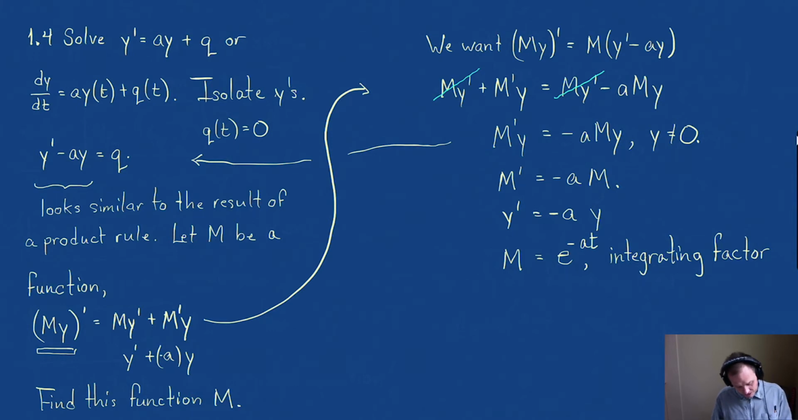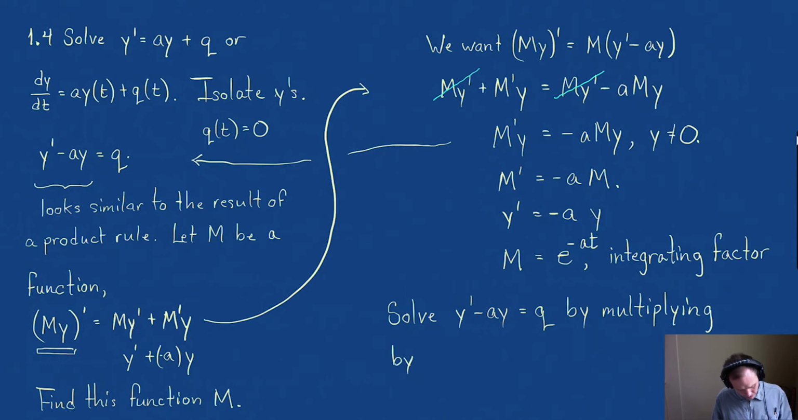So now we can solve y prime minus ay equals q by multiplying, to be even more specific, multiplying both sides by m. All right, here we go. Let's do just that. We're going to do that on the next screen. Here's my new screen.